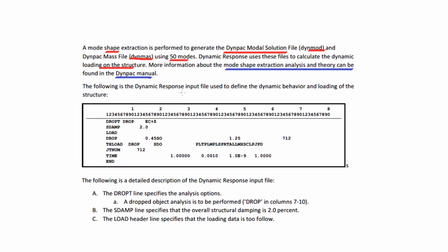The following is the dynamic response input file. So this is the dynamic response input file to define the dynamic behavior. If you see SDAMP, the first line, the DROPT line specifies the analysis options. Dropped object analysis is performed; DROP means the drop analysis. Structural damping of 2% is given.